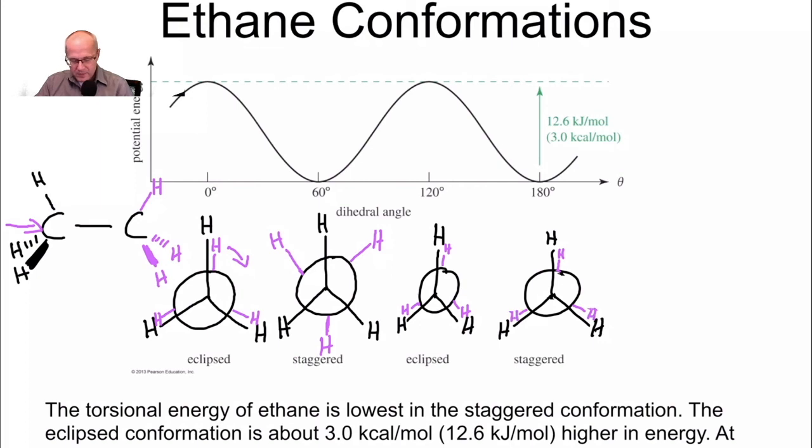There you go. So it goes from eclipsed to staggered, eclipsed to staggered, eclipsed to staggered. It keeps doing this over and over again. It never stops. And those are the ethane conformations.